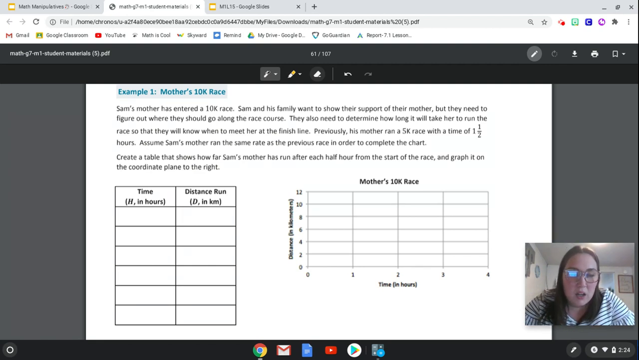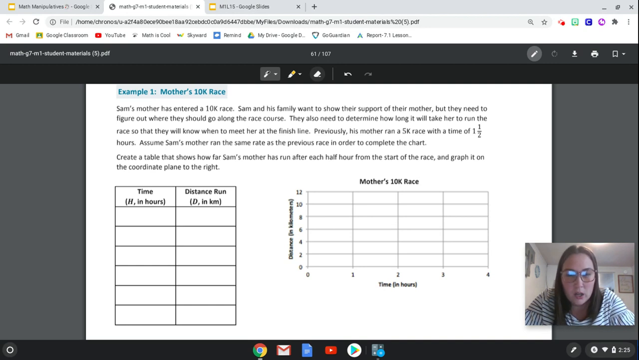Honestly, I'm not going to read till I see a number. 10K race. Okay, whatever. Previously, his mother ran a 5K race with a time of 1.5 hours. Assume Sam's mom ran the same rate. Same rate. Unit rate? Constant of proportionality? We got this. We've done it before. Okay, we can do it.